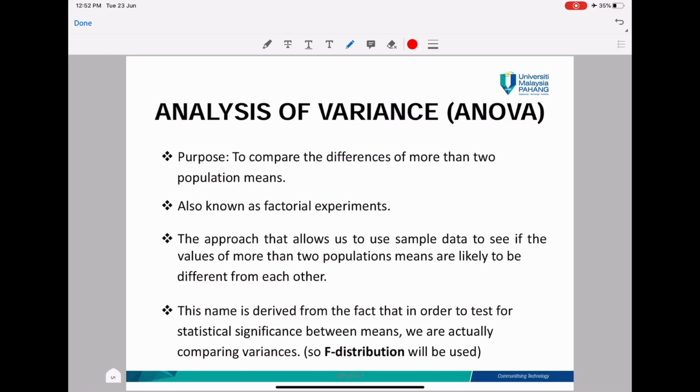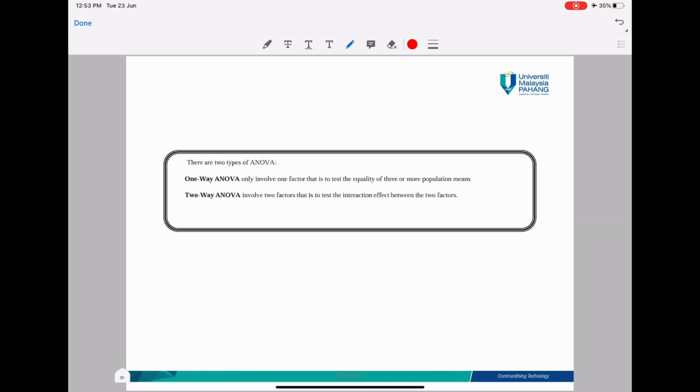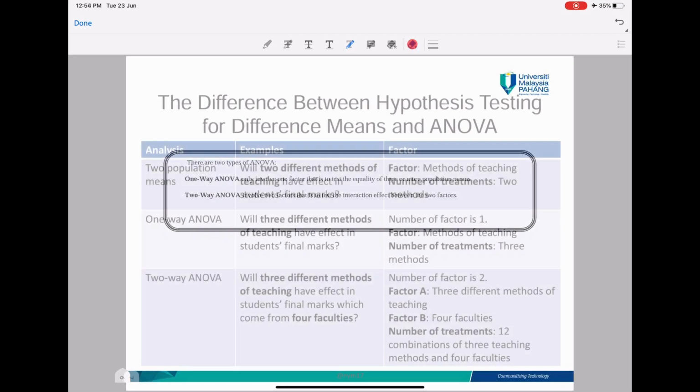ANOVA is also known as factorial experiments. ANOVA allows us to use sample data to see if the values of more than two population means are likely to be different from each other. In ANOVA, we have two types of ANOVA. One-way ANOVA, when we have one factor only in our experiment, and two-way ANOVA when we have two factors in our experiments. So always remember, one-way ANOVA, one factor, two-way ANOVA, two factors.